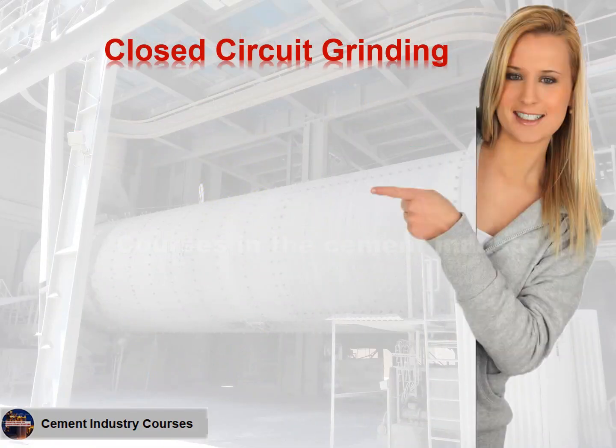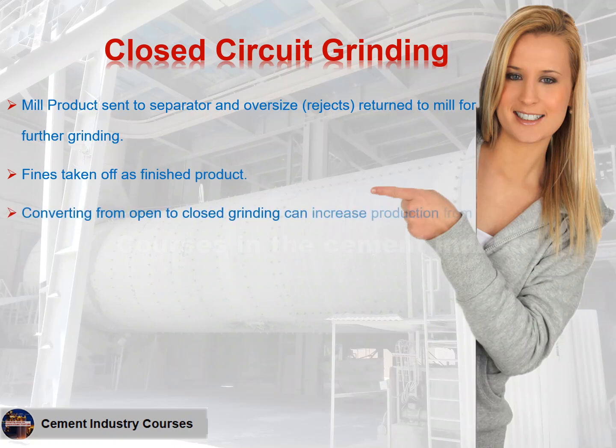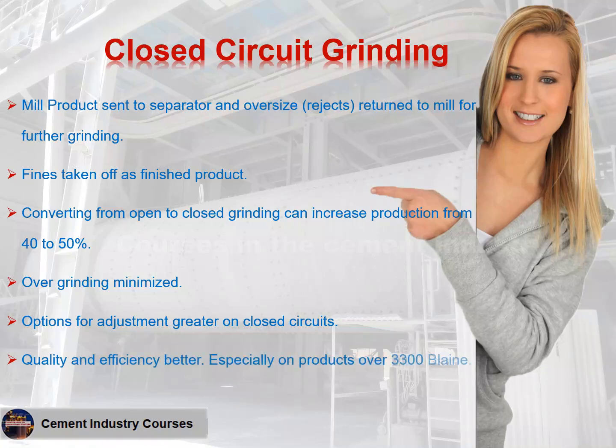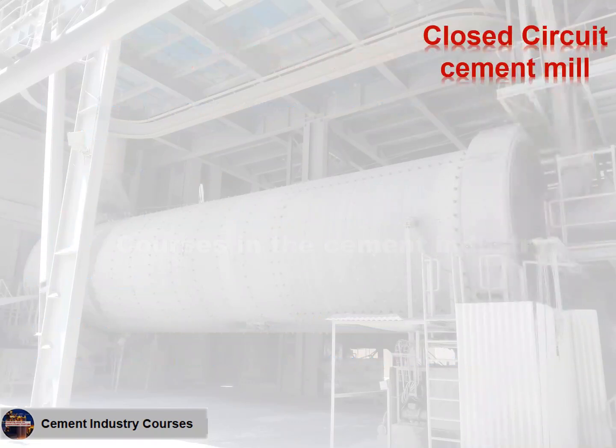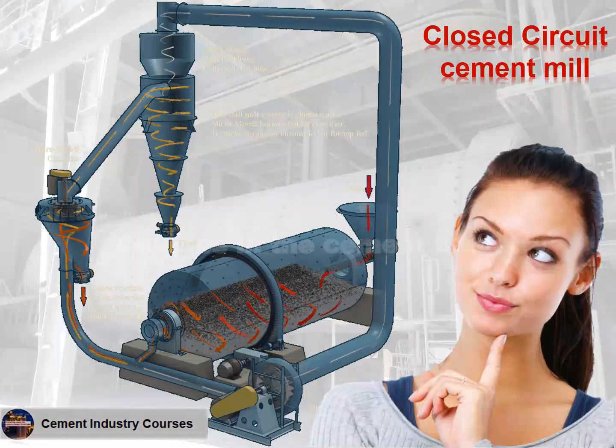In the closed circuit grinding, mill product is sent to separator and oversize, rejects, returned to mill for further grinding. Fines taken off as finished product. Converting from open to closed grinding can increase production from 40 to 50%. Overgrinding minimized. Options for adjustment greater on closed circuits. Quality and efficiency better, especially on products over 3,300 Blaine. In this figure is shown the path of the material in a closed circuit cement mill.